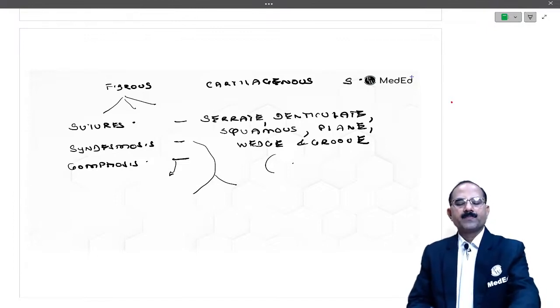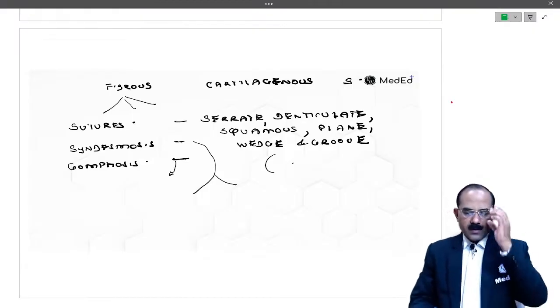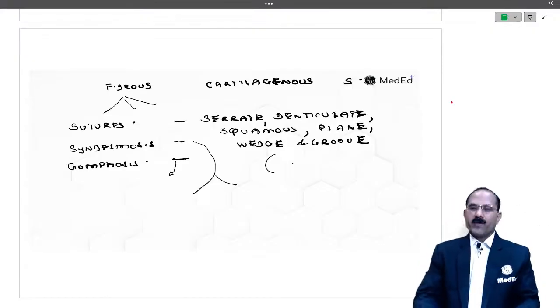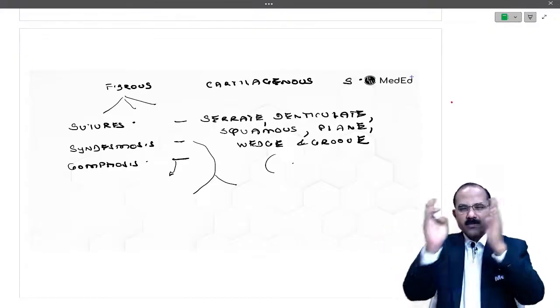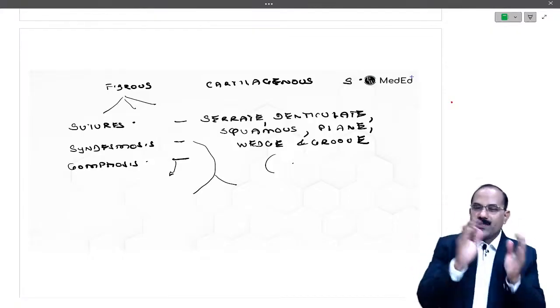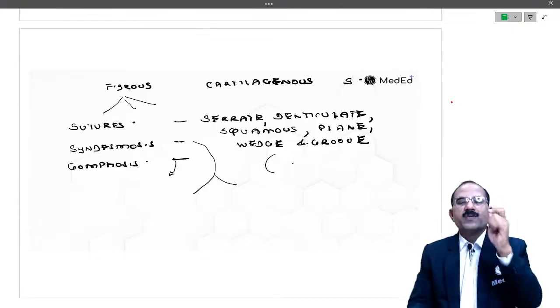Fine, so fibrous joints are clear: sutures, syndesmosis, gomphosis. For sutures you have to write the types. Syndesmosis is an interosseous membrane between the tibia and fibula, and radius and ulna. And the third is gomphosis, which is the teeth fitting in the socket.